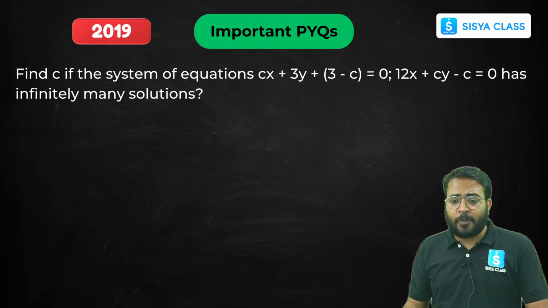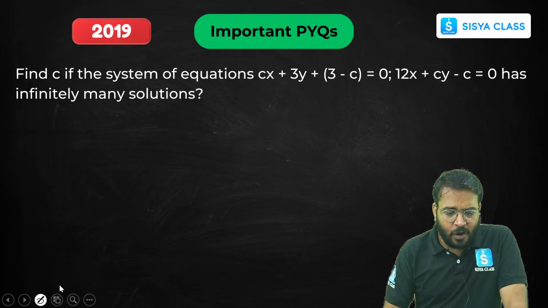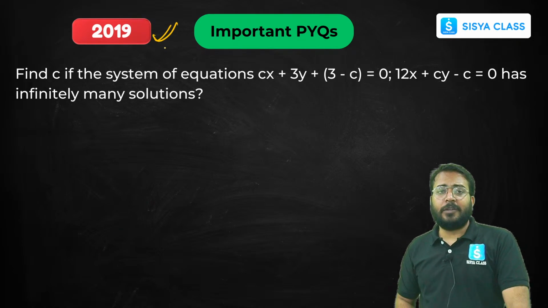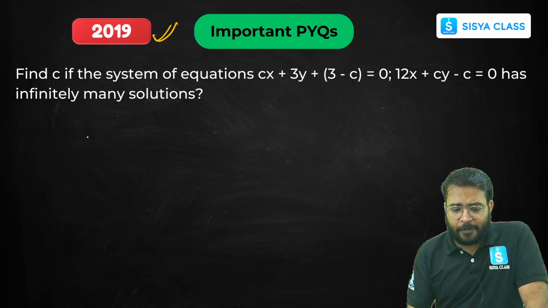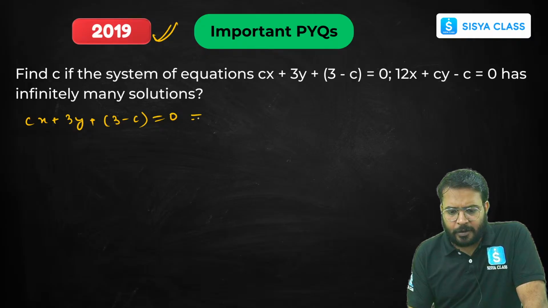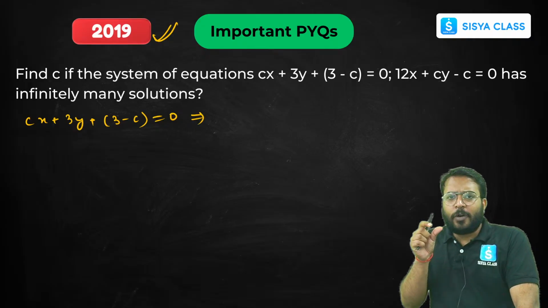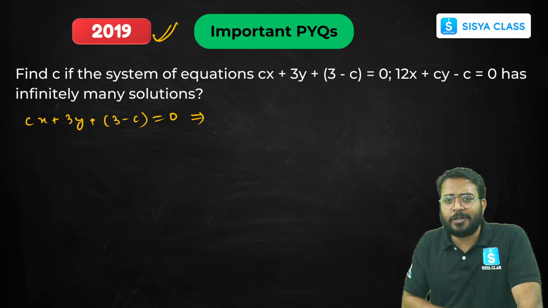Now, find c if the system of equations has infinitely many solutions. This question has been asked in 2019. Your first equation is cx plus 3y plus 3 minus c is equal to 0. We need to find the value of c. If these two equations form infinitely many solutions, that means they are coinciding.